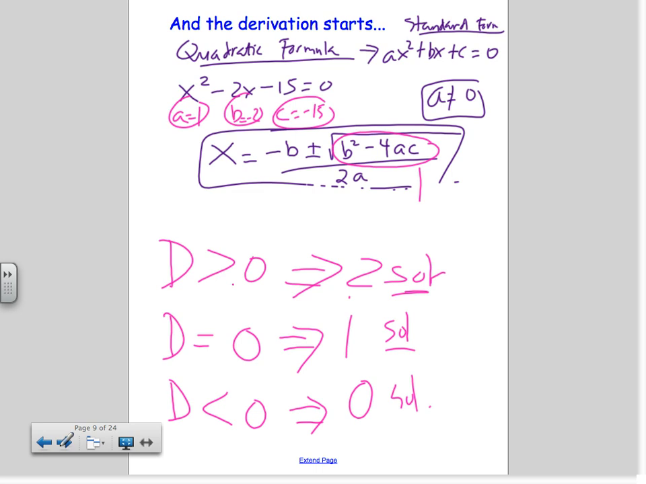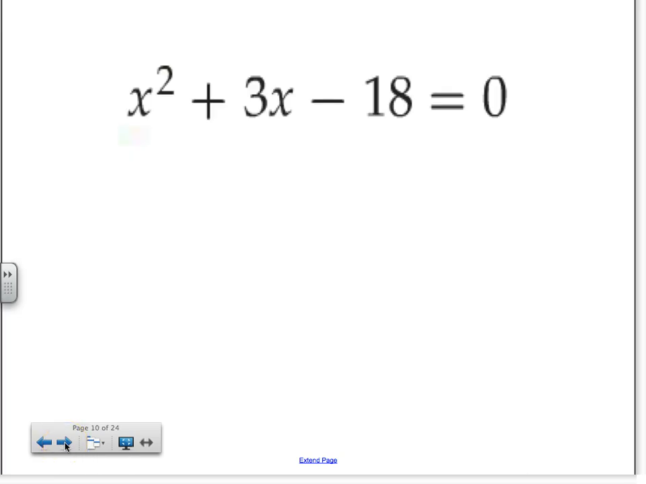If I ask you to just give me the discriminant, it is what I just circled. The value inside the square root sign is called the discriminant. Does that make sense? Okay, very good. Take a look at this next example right here and see if you're ready to go.